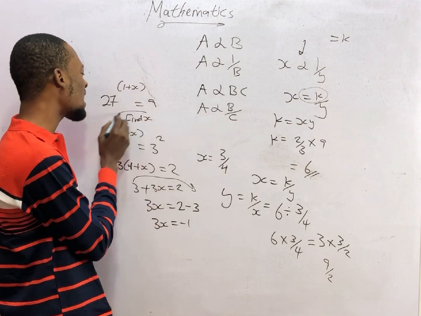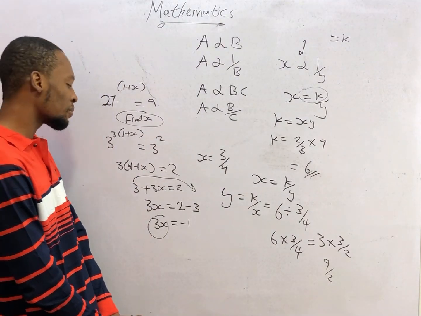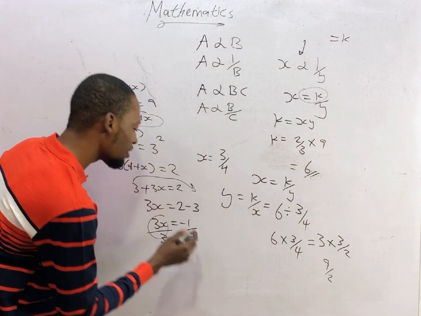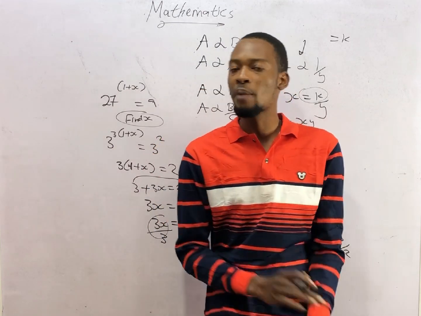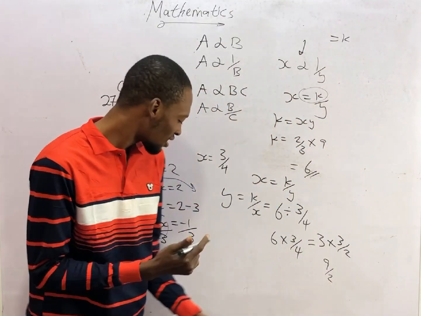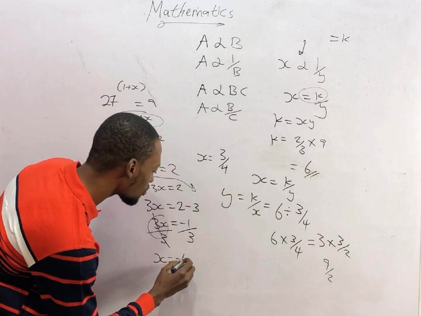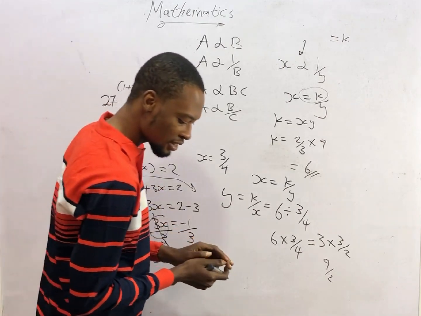Now it says find s, not 3s. To remove 3 from s, we divide here by 3 and we divide here by 3. In equations, anything that happens to one side should happen to the other side. That is what makes an equation balanced. So 3 divided by 3 is 1. S is simply minus 1 over 3. That is the value of S.